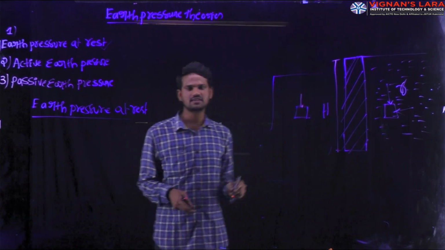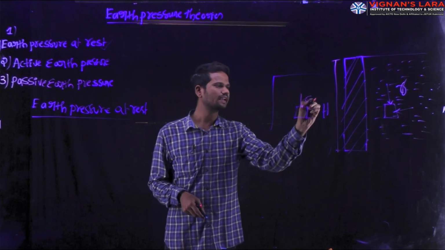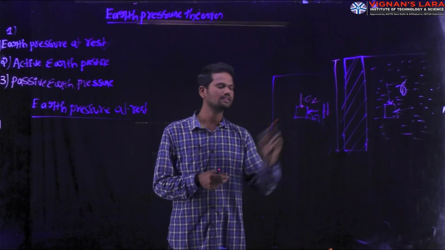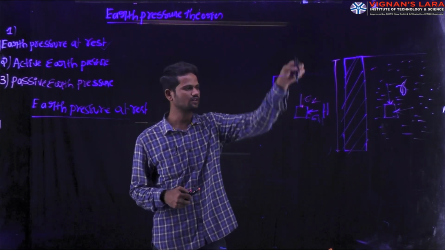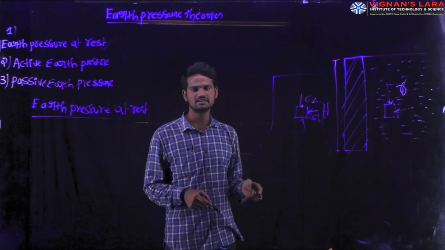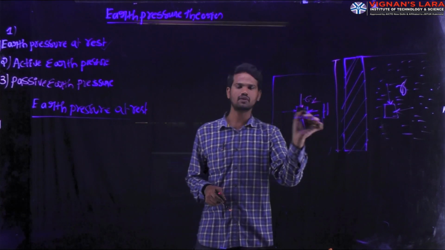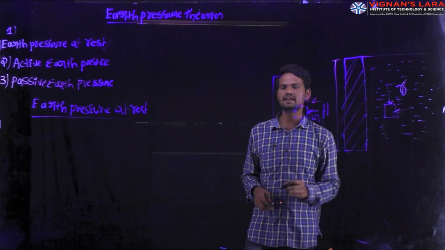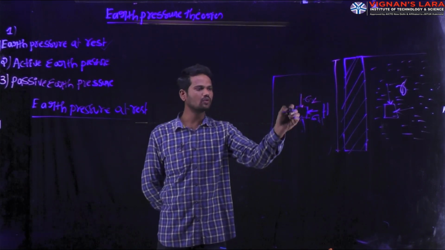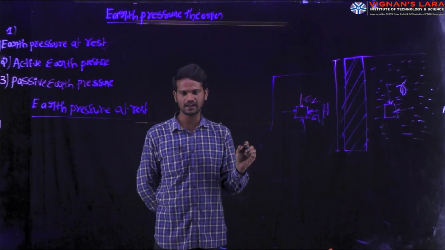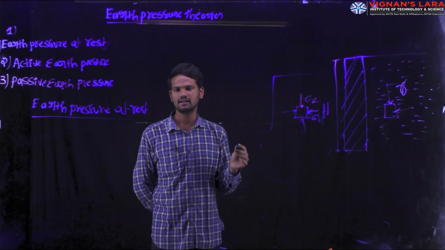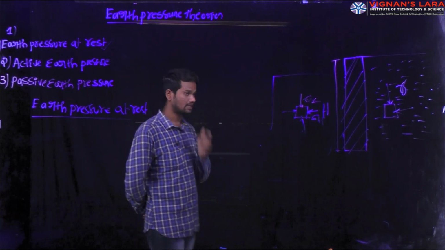For this element of the soil mass, the vertical stress is acting in this direction, as well as the horizontal stress in this direction. The vertical pressure is acting in the upward direction, and the horizontal pressure is acting in the forward and backward directions on the soil element. If you calculate the ratio of the horizontal pressure to the vertical pressure acting on the soil element, you will get the coefficient of earth pressure at rest.